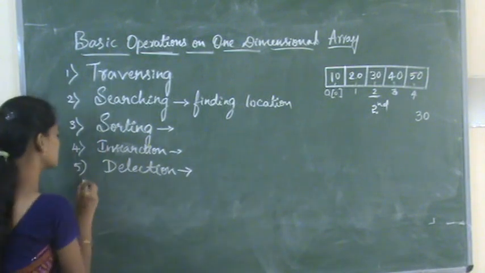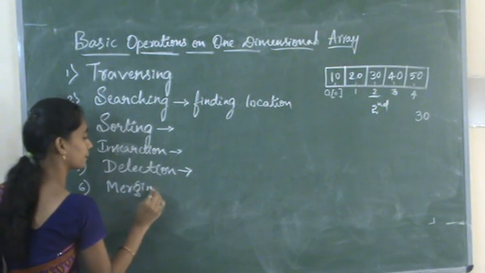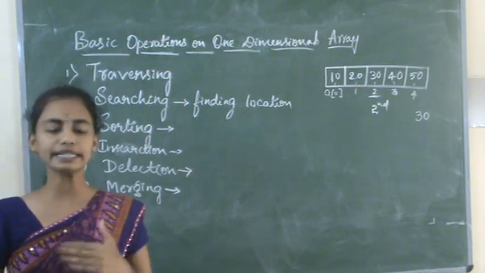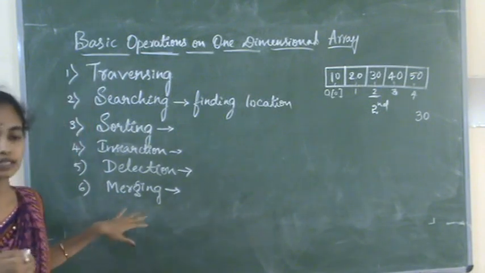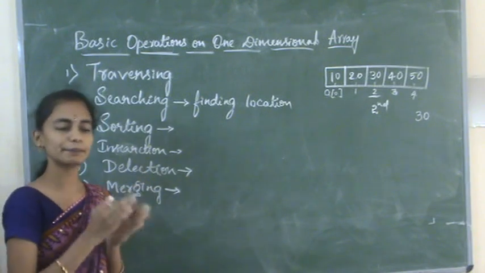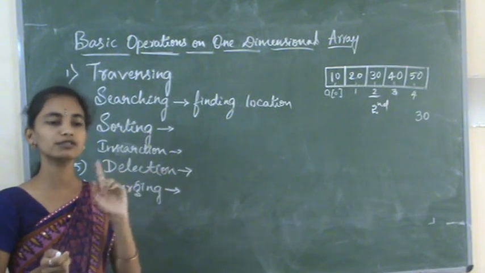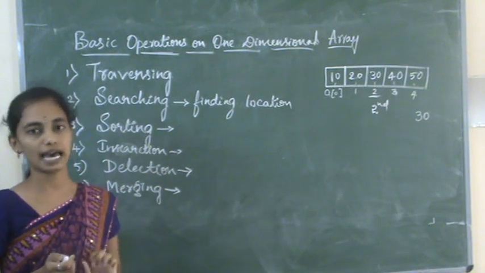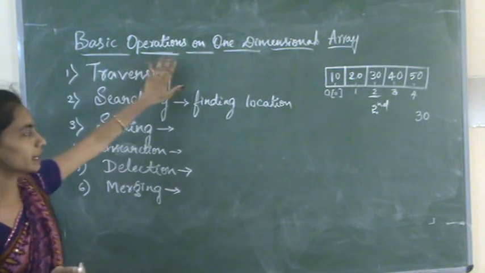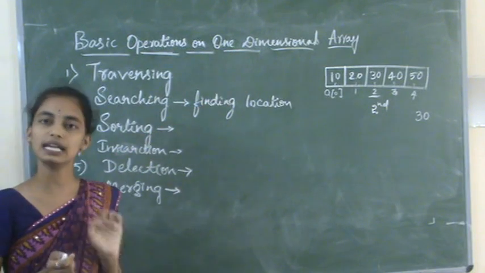Next one is merging. Merging means combining one or more arrays into a single array, or forming a single array. So these are the basic operations performed on the one-dimensional array.